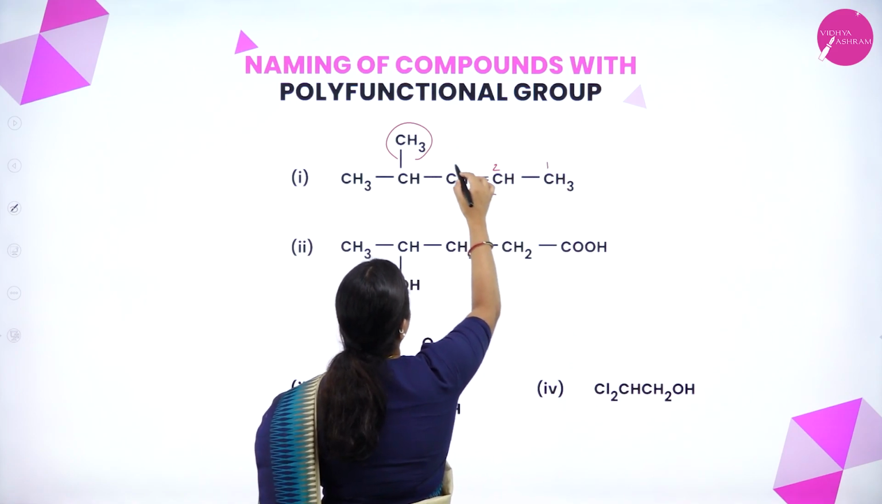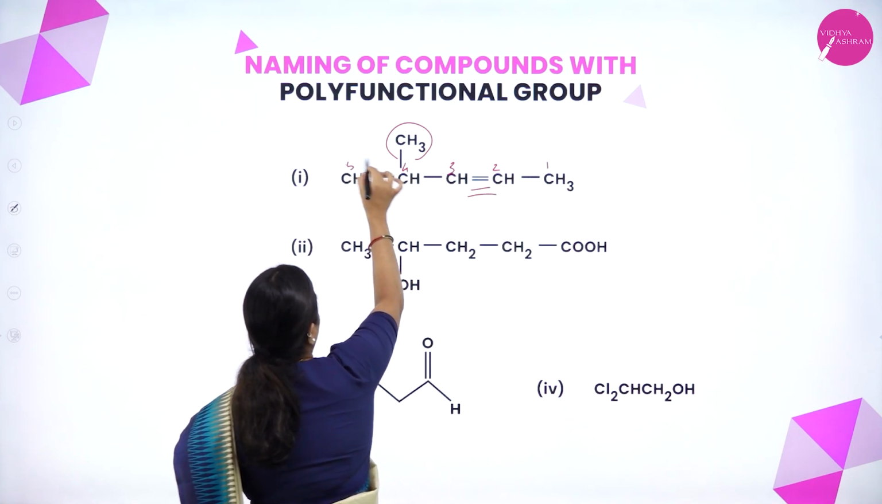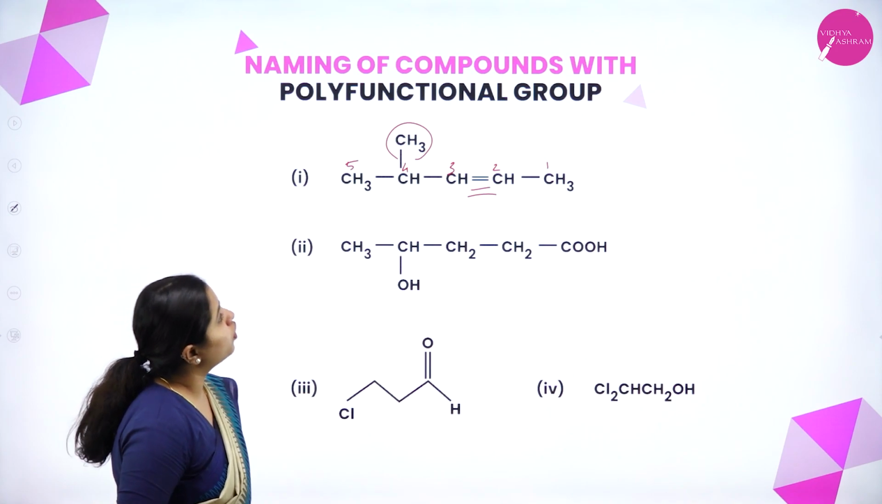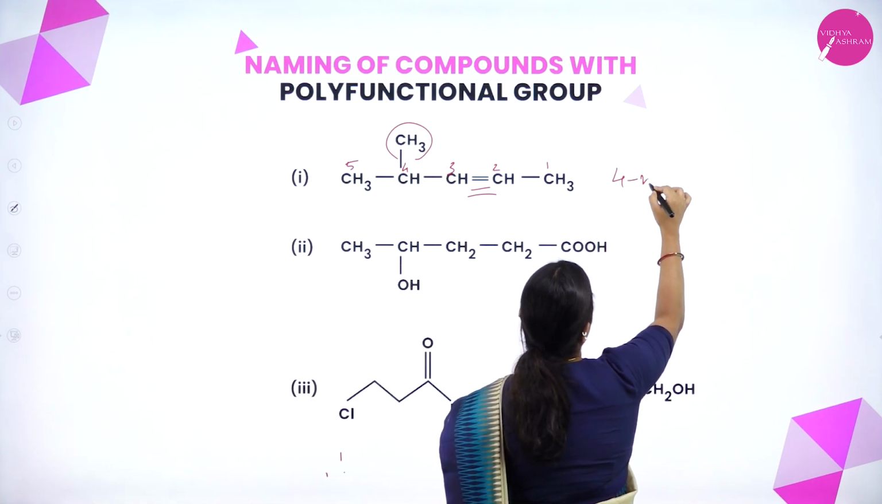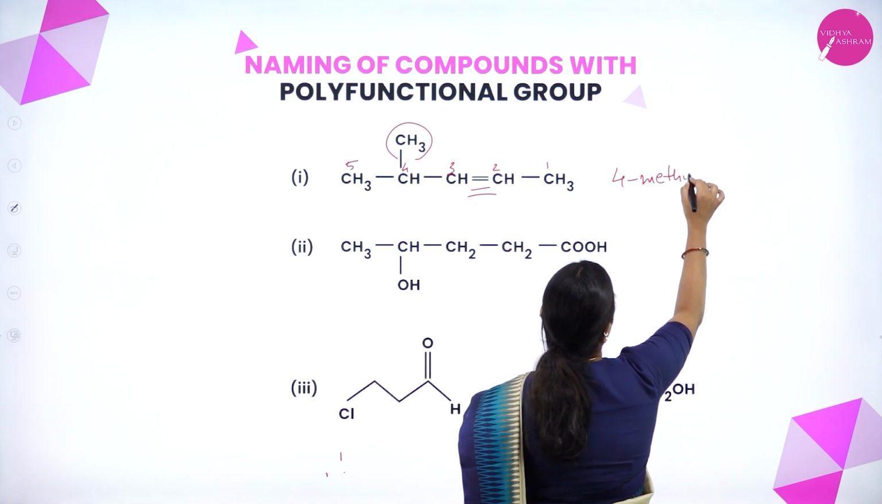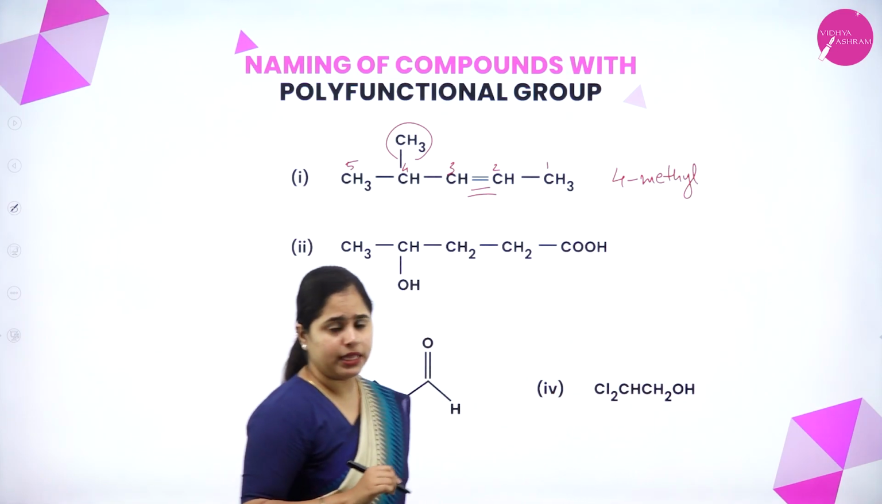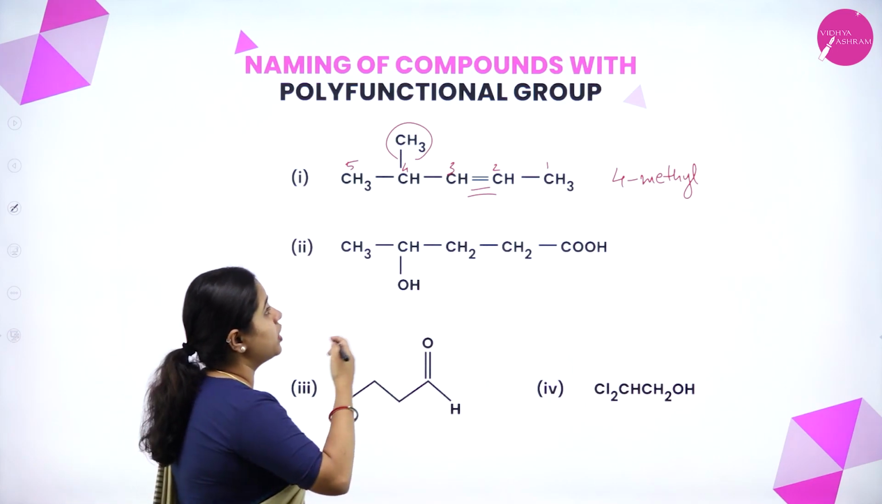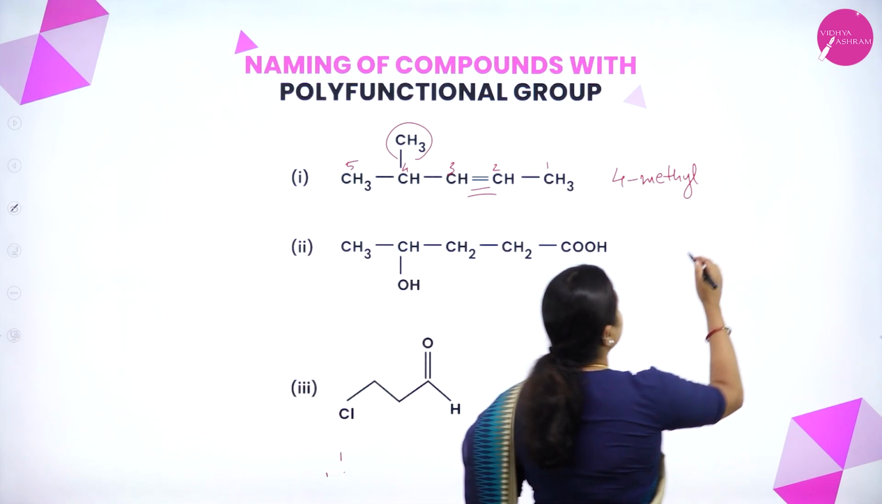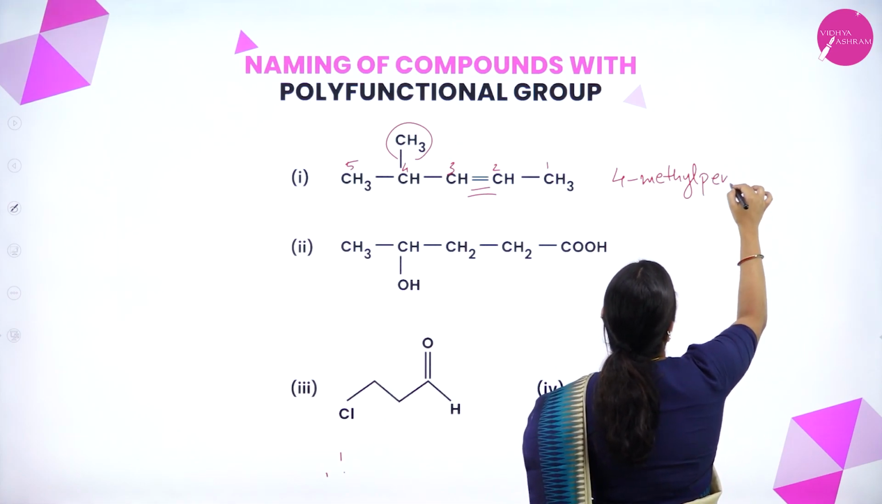So it will be 1, 2, 3, 4 and 5. Okay, so on the fourth position you have a methyl group. So what will be the IUPAC name? 4-methyl. Yes, it is 4-methyl. And how many carbon atoms are there? That would be the root word, right? So there are 5 carbon atoms. So the root word is pent.